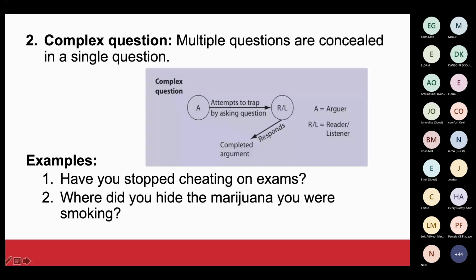Okay. Then the reader or the listener responds. When the reader or the listener responds, the argument becomes completed. And when the argument is completed, you have been implicated. If Edith had not answered the question that way, she would have been implicated. That is the example I want you to have.